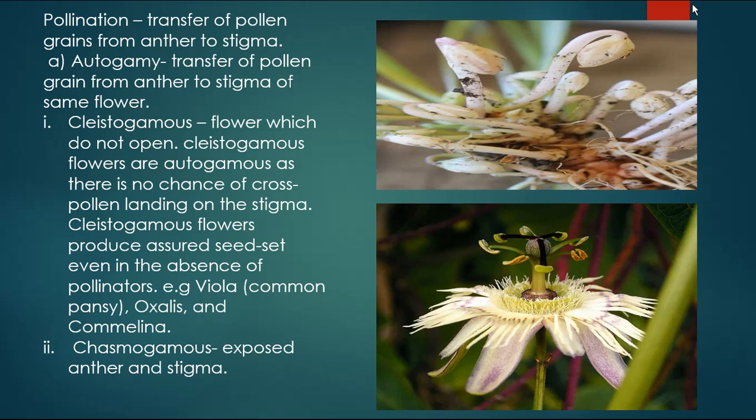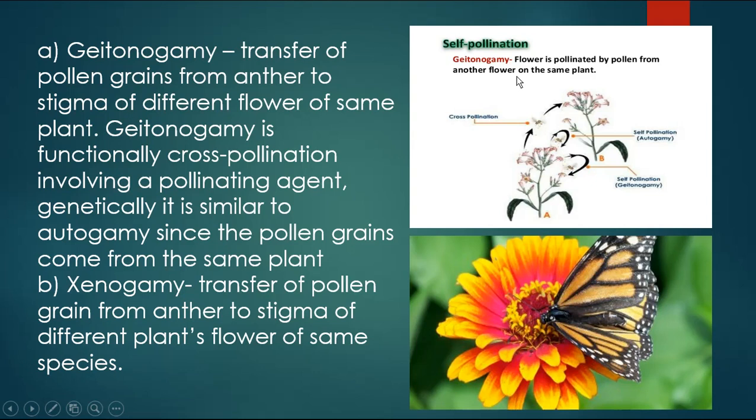Some plants such as viola, oxalis, and commelina produce two types of flowers, chasmogamous and cleistogamous. Chasmogamous flowers are similar to flowers of other species, with exposed anthers and stigma. Cleistogamous flowers do not open at all. In such flowers, the anther and stigma lie close to each other.